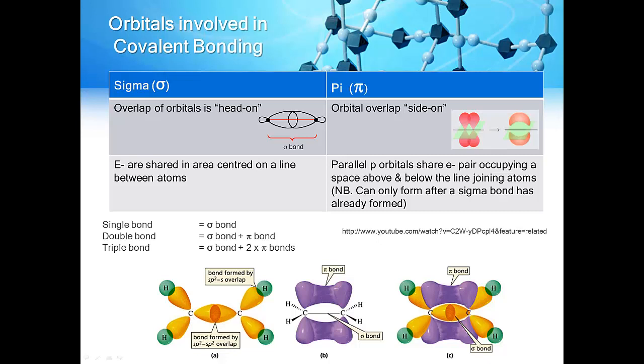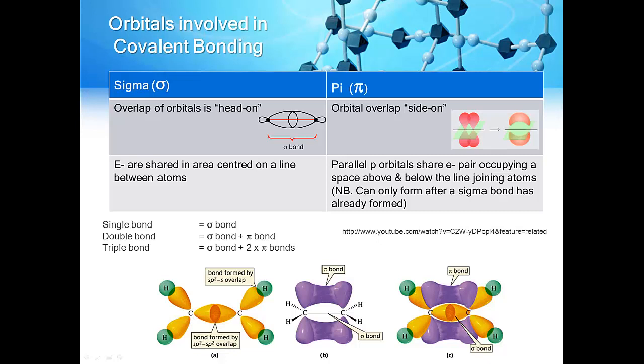Okay, let's have a look at the orbitals and how they're involved in covalent bonding. In covalent bonding we can have a sigma bond or a pi bond. Don't get too confused by this, it's actually quite simple. Remember our p orbitals, how they're shaped a bit like party balloons, aren't they?